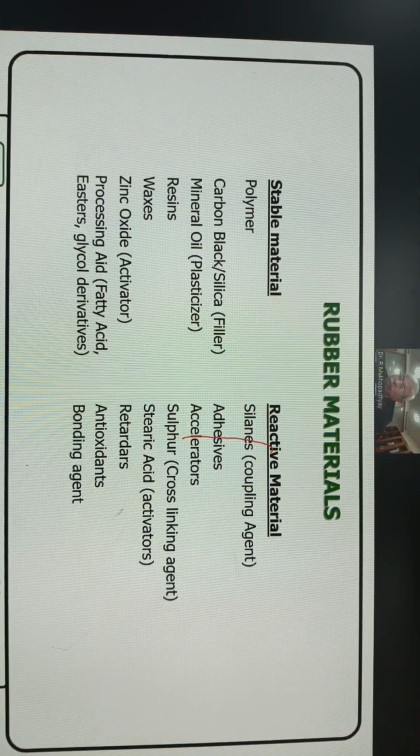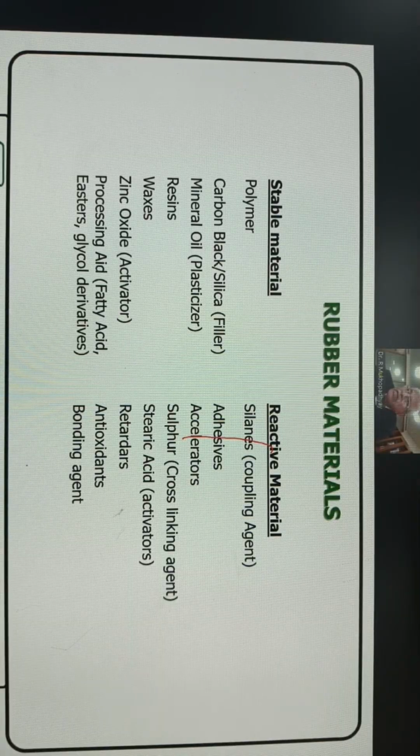Even some of the low melting point materials are also volatile, like anti-PDC. But the stable materials are the polymer, carbon black, mineral oil, resin, wax. If you have to consider environmental friendliness, then you have to keep reactive material to the minimum possible. Those gases should not go to the atmosphere.